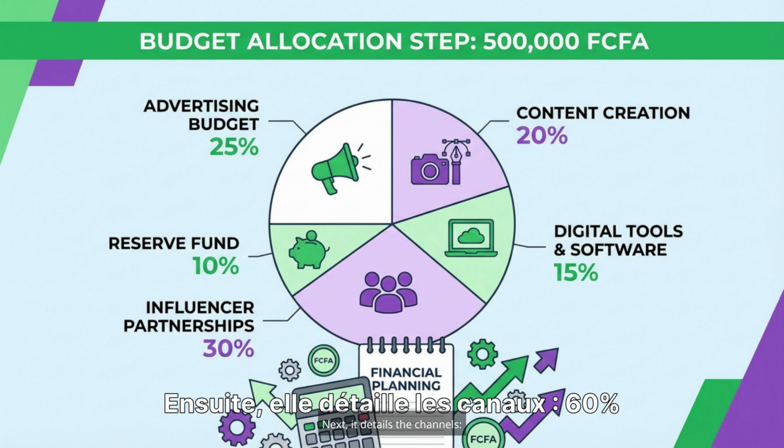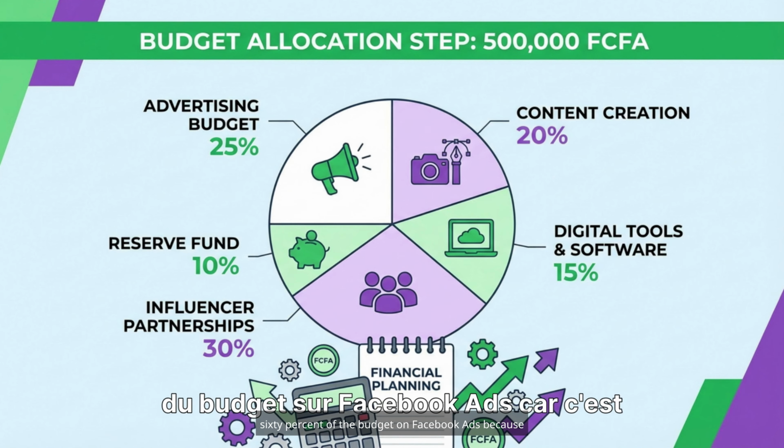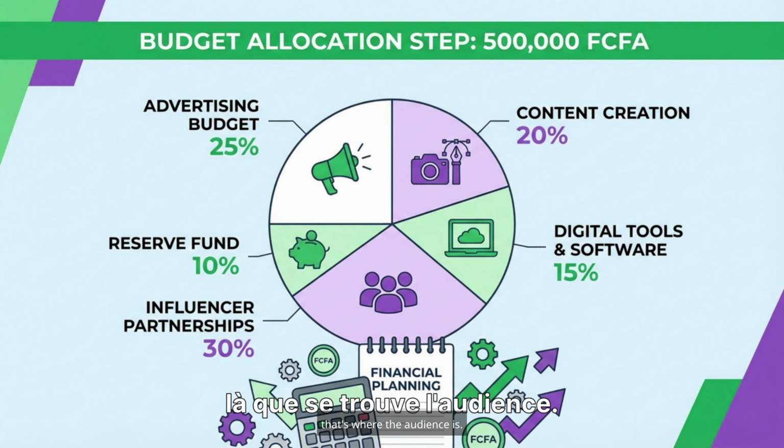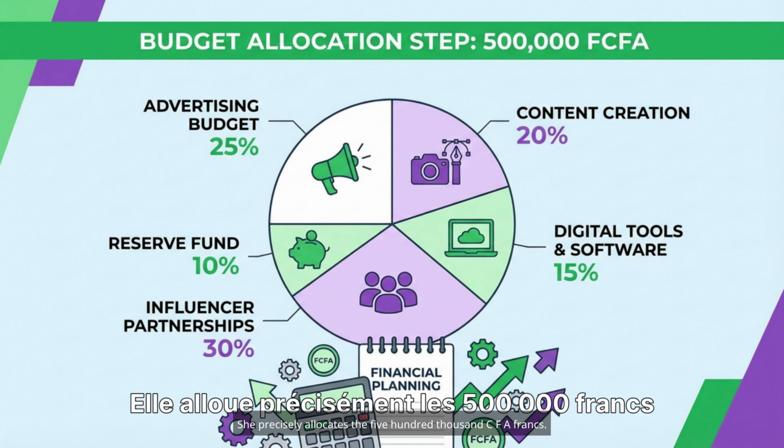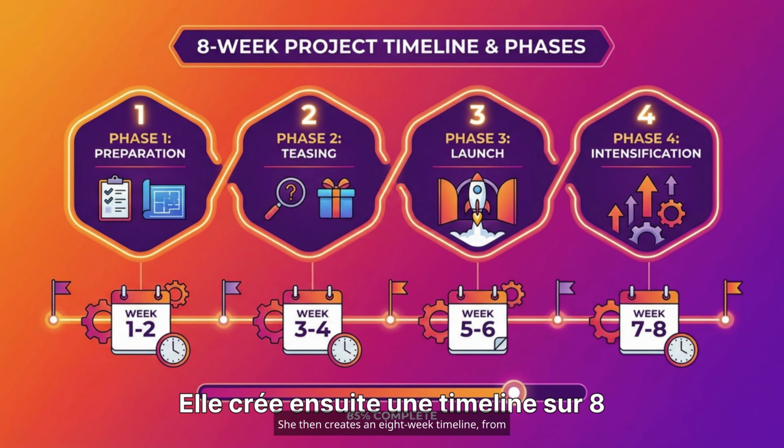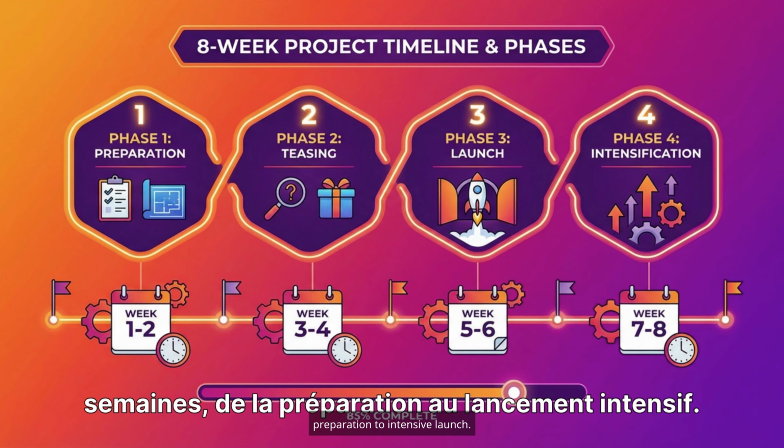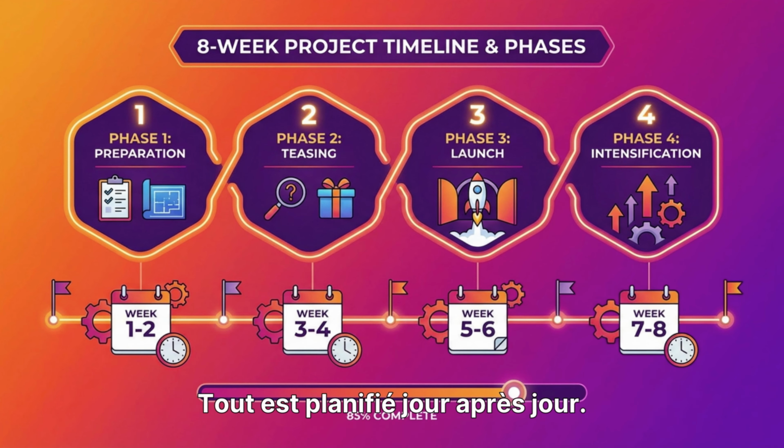Next, it details the channels. 60% of the budget on Facebook ads because that's where the audience is. It precisely allocates the 500,000 CFA francs. It then creates an 8-week timeline from preparation to intensive launch. Everything is planned, day by day.